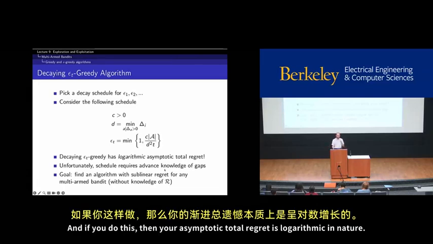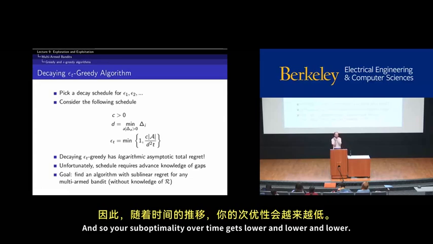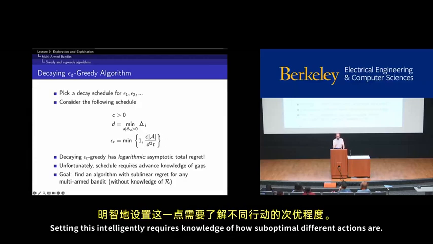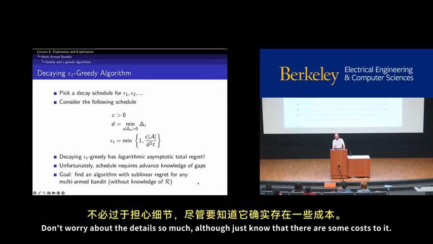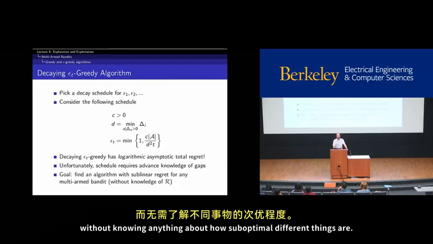And if you do this, then your asymptotic total regret is logarithmic in nature. So that means the derivative is basically 1 over t. And so your suboptimality over time gets lower and lower and lower, and it approaches 0. So that's amazing. Setting this intelligently requires knowledge of how suboptimal different actions are. Don't worry about the details so much, although just know that there are some costs to it. What we'd like to find is an algorithm with sublinear regret without knowing anything about how suboptimal different things are.